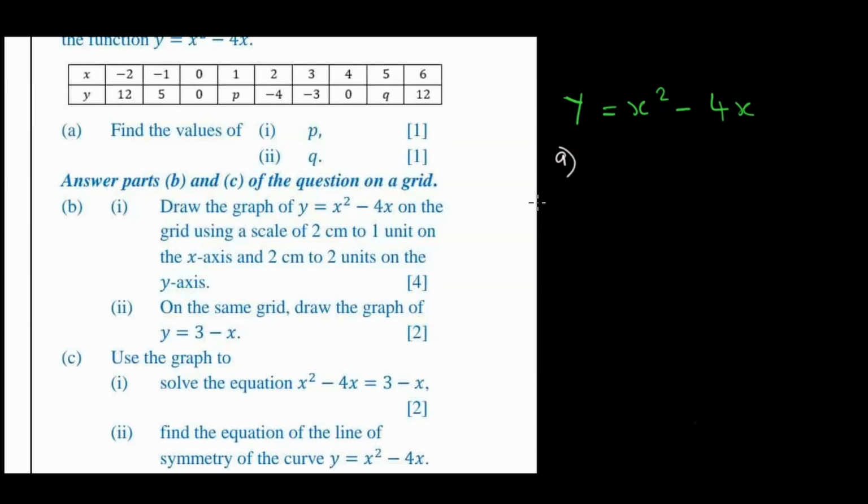So when we look at that table of values, the values are taken from the function. The function says y is equal to x squared minus 4x. So if we want to find p and q, let us start with p, part 1. Where is p? P is here.